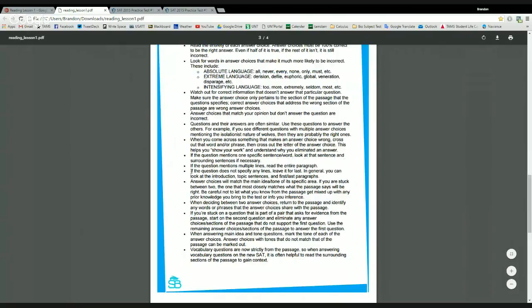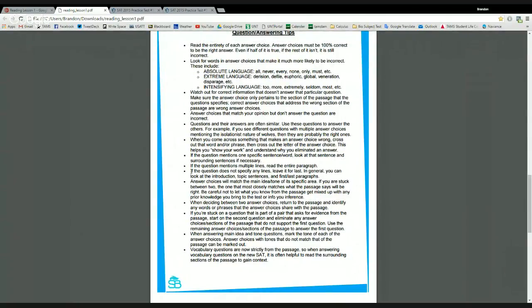If the questions do not specify any lines, leave them for last, so we get to main idea and tone questions. And you can answer these usually through the first and last paragraphs of the passage. Answer choices will match the main idea and tone, so if you're stuck between two, the one that most likely matches the passage will be right. And be careful not to answer with prior knowledge or your own opinion. So make sure you get the general tone of the passage and you can choose your answer choices off a matching tone and cross out the ones that don't match.